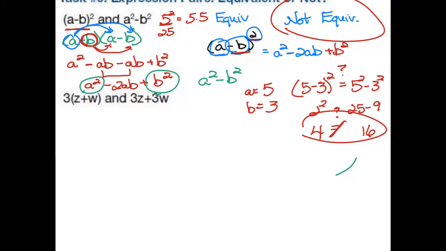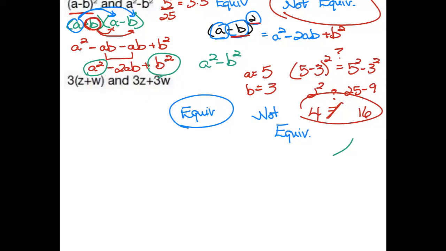All right, last one. 3 times quantity z plus w. Is that equivalent to 3z plus 3w? I get a lot of head nods on this one. Equivalent or not equivalent? Why does this work? It is equivalent.